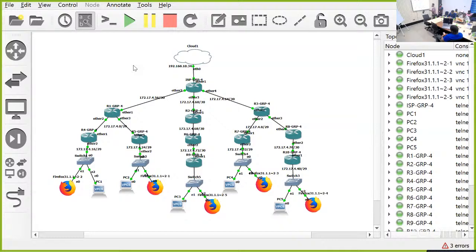So here we successfully configured routers 4 and 10 to go online. That's router 10. So this browser and these can go online using our group login details. All right, that's all.